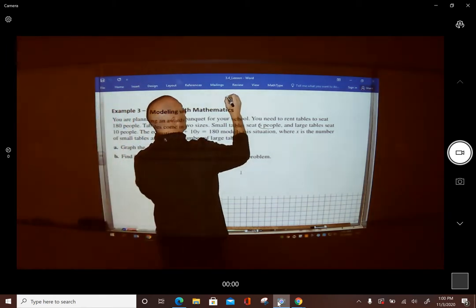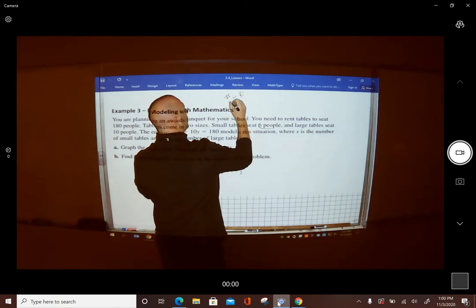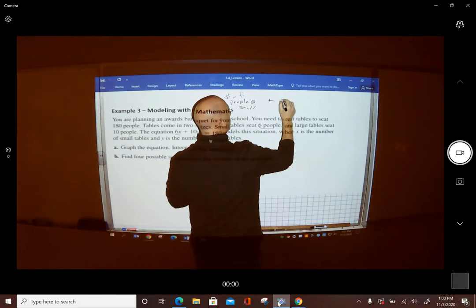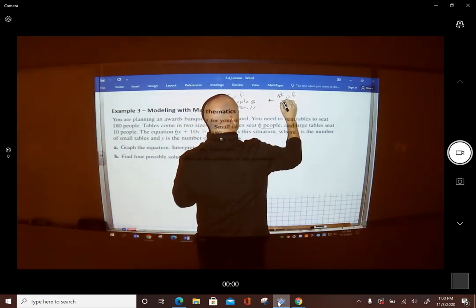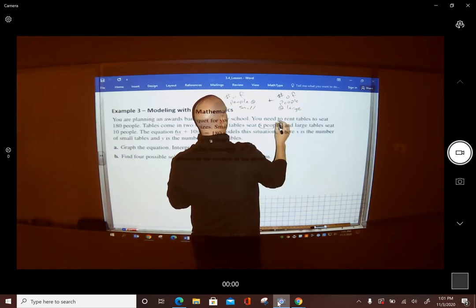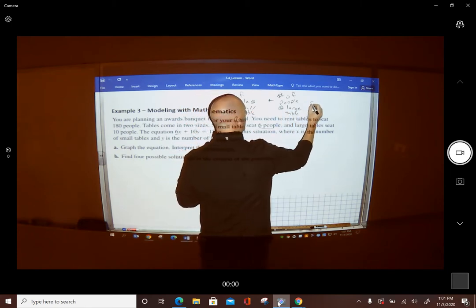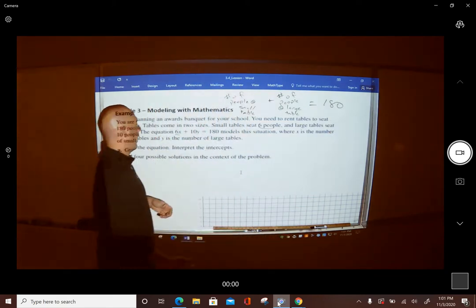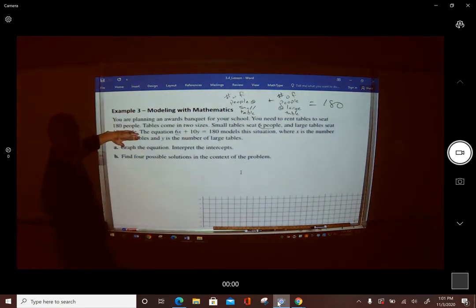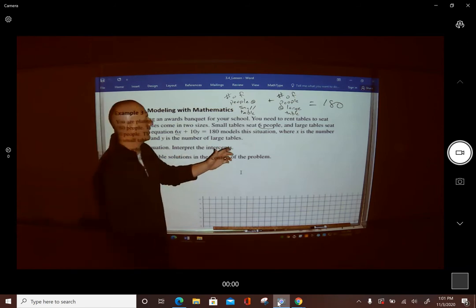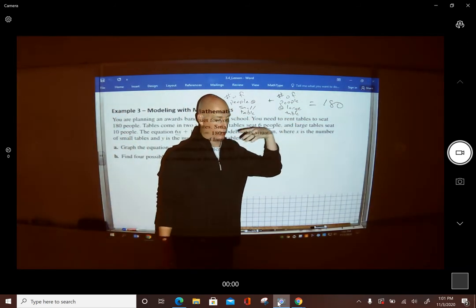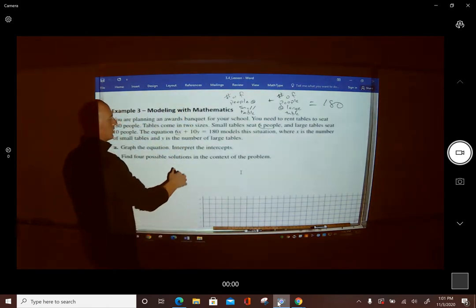So we have the number of people at the small table plus the number of people at the large table. And we want that to equal 180. Why? Because we have to have enough seats for 180 people. So it should make sense. The number of people at the small table plus the number of people at the large table will be all the people we need, which is 180.